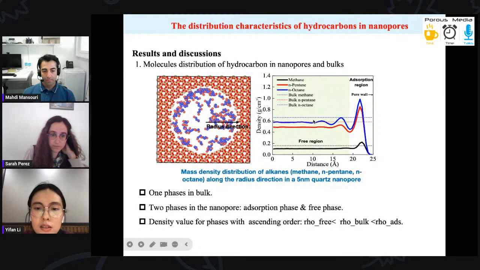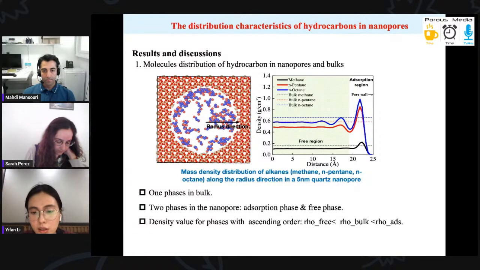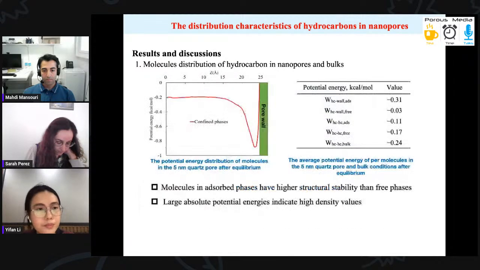So according to the density of the bulk phase, we separate the fluid in the nanopore into two phases, which are the adsorption phase and the free phase. The density values in ascending order are like this: the smallest is the density of the free phase, then the bulk phase, and the greatest is for the adsorption phase. So let's go to the next slide.